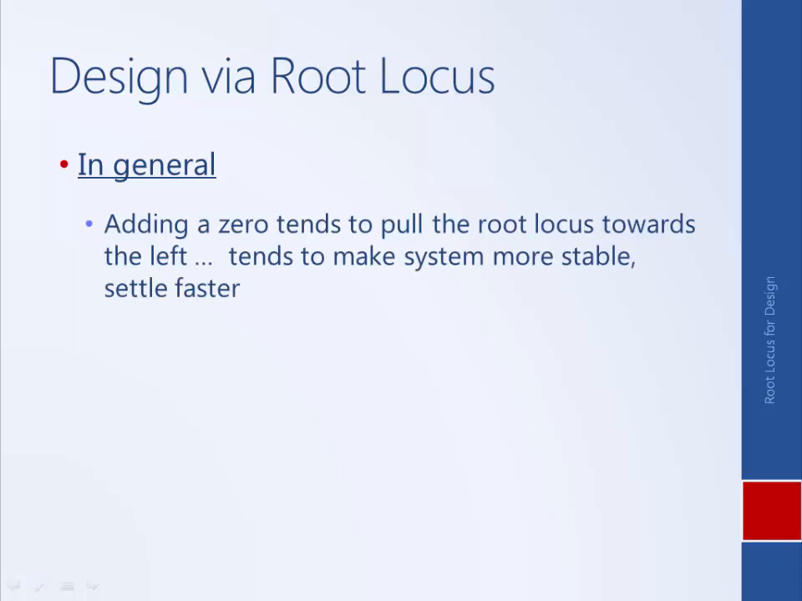In general, adding a 0 tends to pull the root locus towards the left, which tends to make the system more stable and settle faster. By moving the poles to the left, they have a larger sigma, so the settling time tends to be smaller.